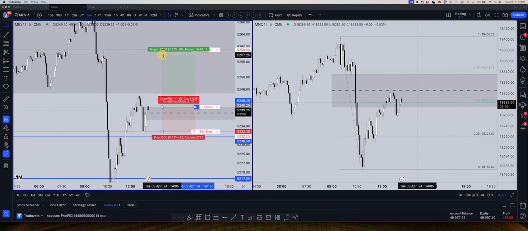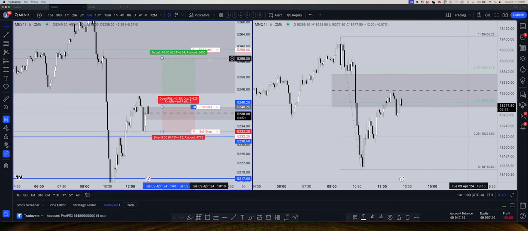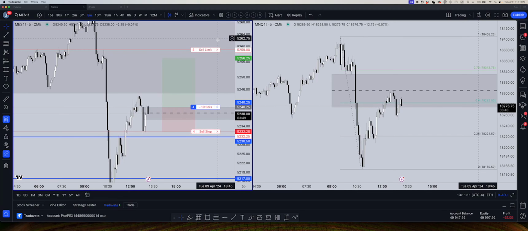If anything, I will take 2 to 1, which is right here. So I'm going to be watching price.